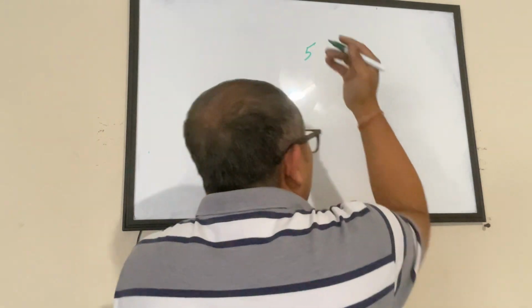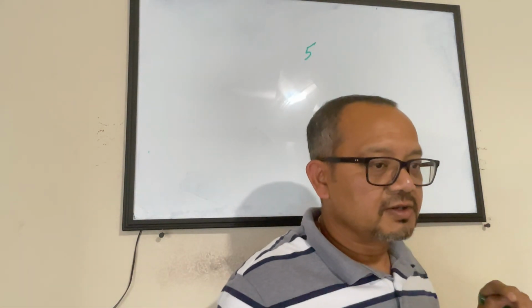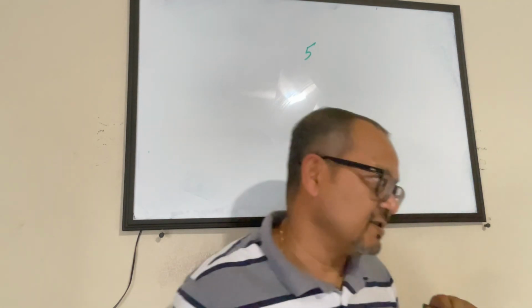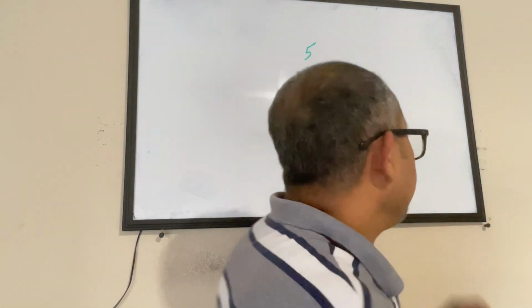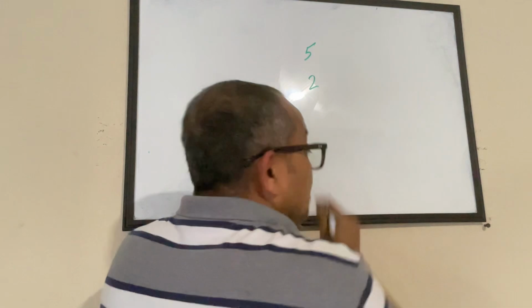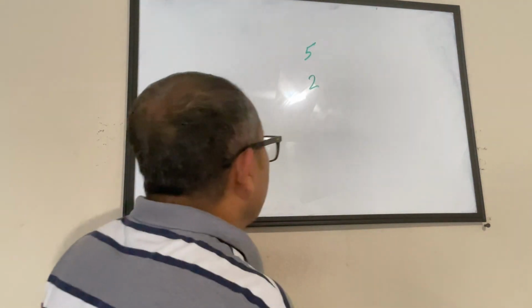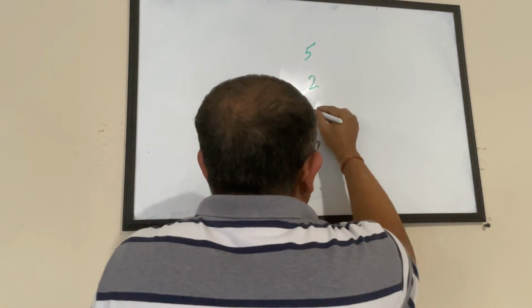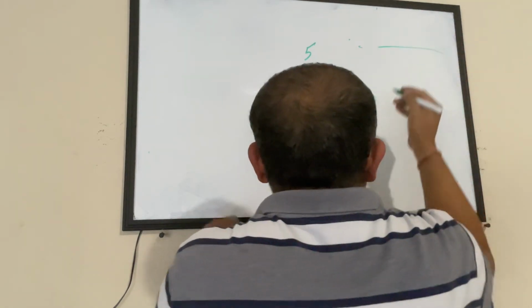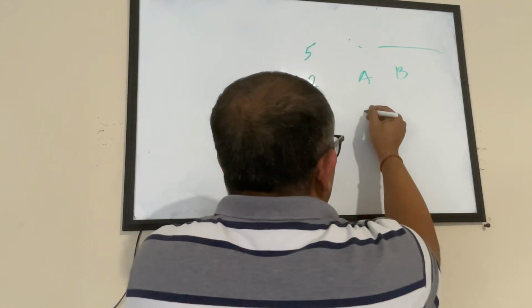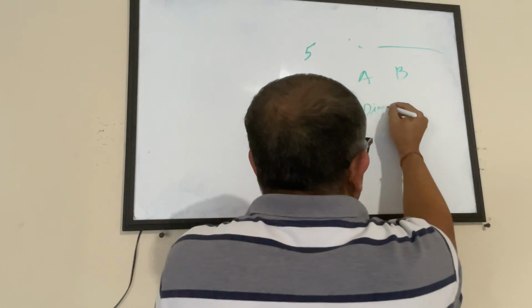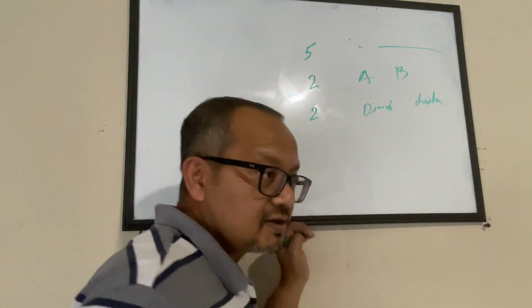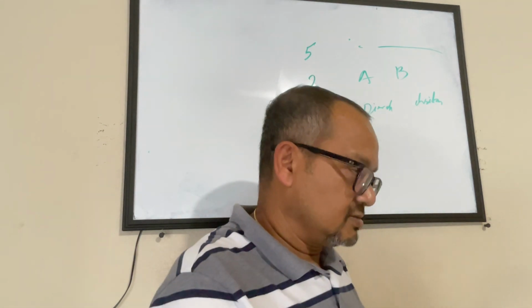Now, let's look at a situation like this. I have five fruits. Apples, oranges, bananas. So, if I have 5 fruits and I have 2 friends and I have 2 occasions. So I have 5 fruits, whatever it is, 5 fruits. I have friends A and B. And I have 2 occasions, let's say Diwali and Christmas.